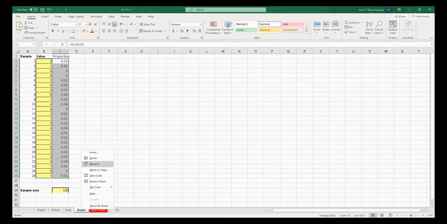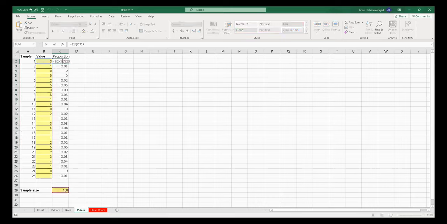And let me rename this one. We call it P data or proportion data. When I bring mine down, mine doesn't give all the correct numbers. Yeah, I'll show you why. Do you see this dollar sign? Oh, you had the dollar sign, but it still is not working? No, I see yours. I didn't have it.